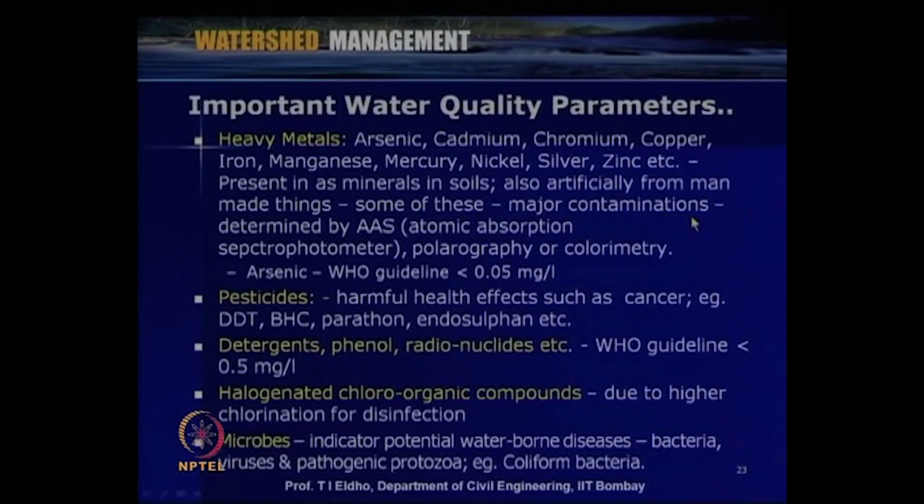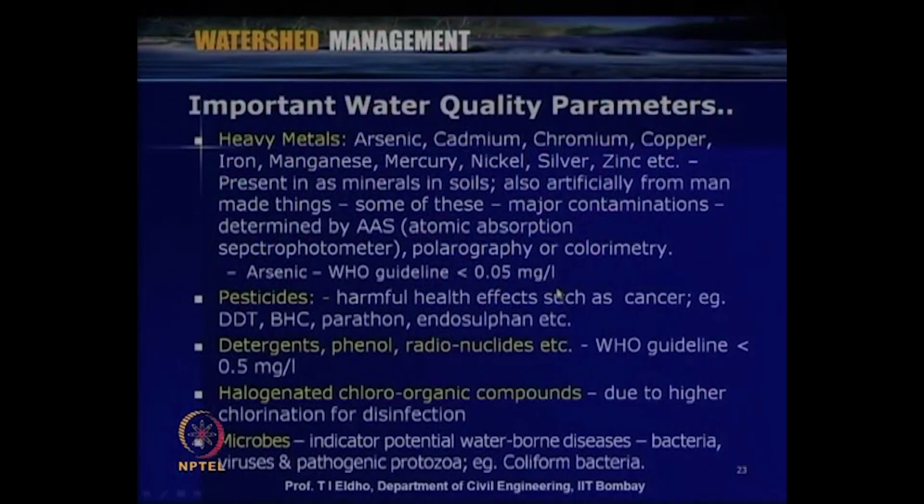Some of the major contaminants as far as water is concerned are arsenic, mercury or lead, and these are generally determined by atomic absorption spectrophotometers (AAS), polarography or colorimetry. These are some of the testing methods for heavy metals. For example, arsenic is a major issue in states like West Bengal, generally due to overdraft of groundwater, especially where arsenic-related minerals leach into the groundwater. As per World Health Organization guidelines it should be less than 0.5 milligram per liter.